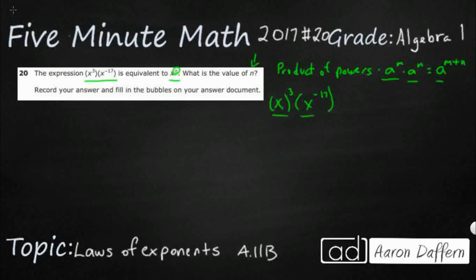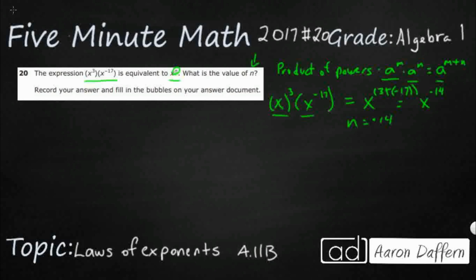So since it's the same base, what we could do is keep that same base, x. And then we're going to add the two exponents. So it's 3 plus negative 17. All right, so 3 plus negative 17 is just going to be x to the negative 14th. Okay, so if that's n, then we would say n equals negative 14.